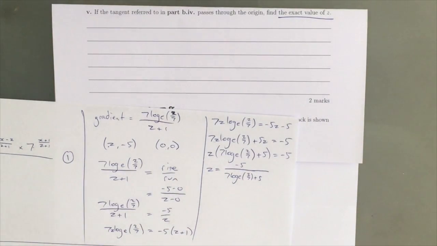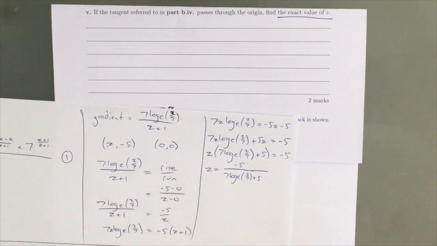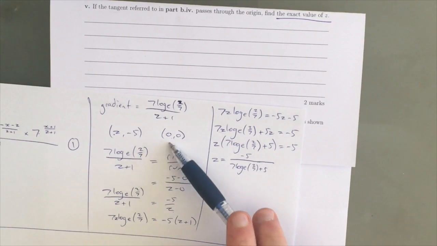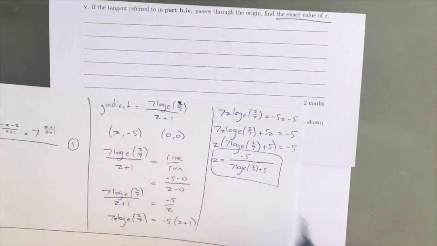Now, this is an exact value, and we are after an exact value, so that's good. You can do this on your calculator, but just be careful about the exact values and the numbers that you're putting in. So this is the method. Just use your rise over run between the 2 points, and you know what the gradient is. So z is this, and that's our final answer.